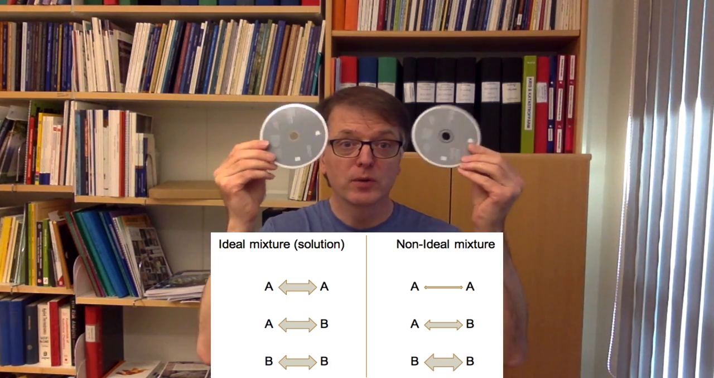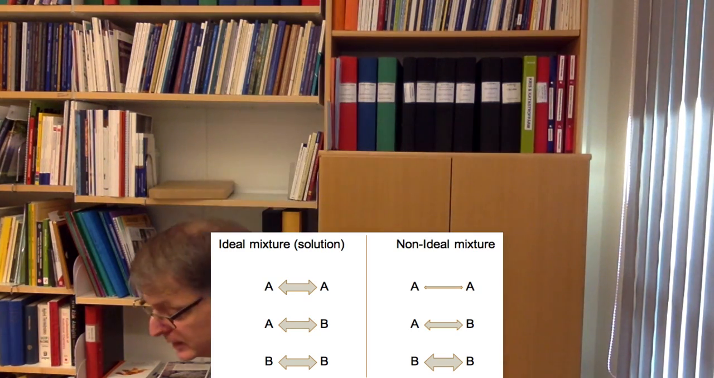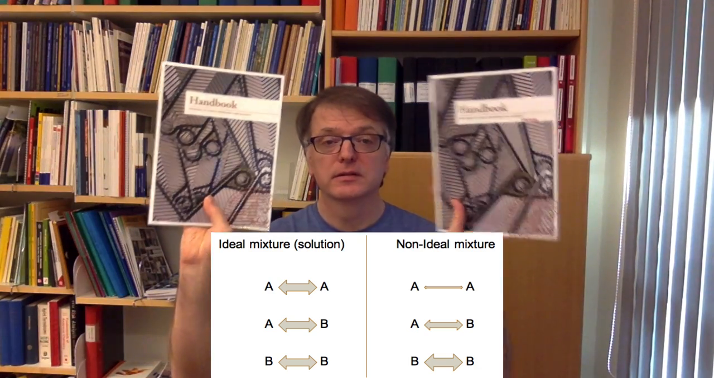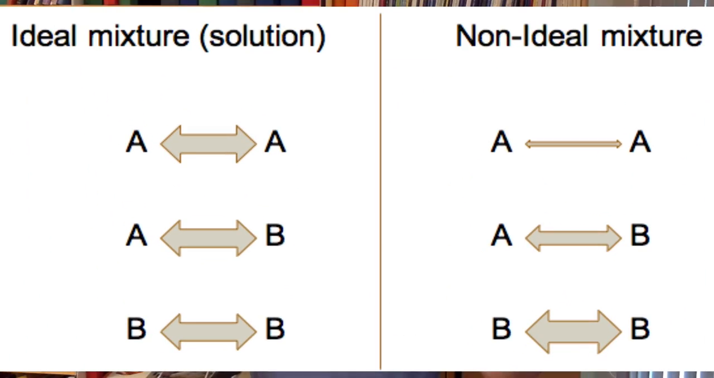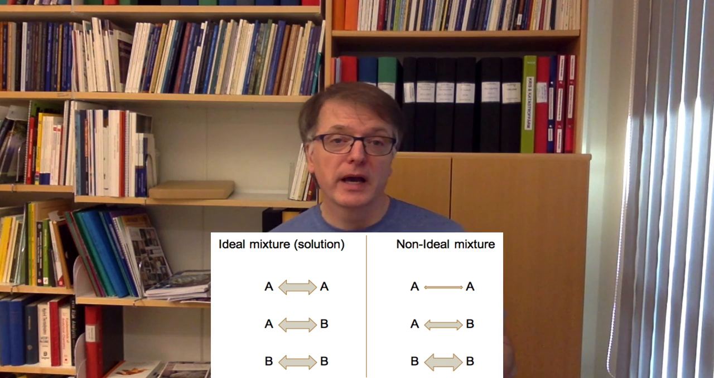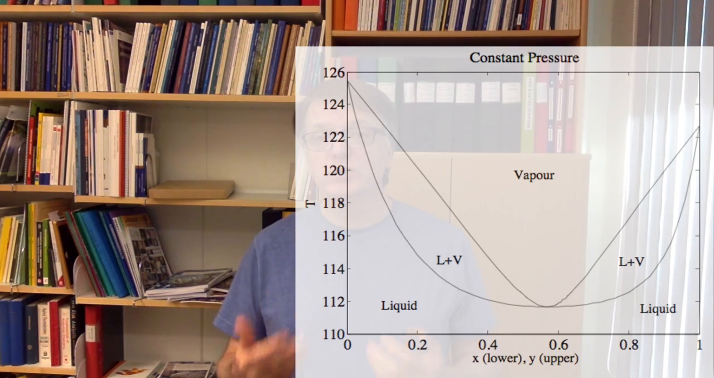But why are some mixtures not ideal, or rather most mixtures not ideal? Well, it depends on the force between the molecules. So if this is one molecule and this is another molecule, the forces between this molecule and that molecule might be different than between two molecules of this kind, or indeed two molecules of that kind. So it's only if the forces between the molecules are the same, no matter which molecule it is, that we get an ideal solution. If we have a large deviation from ideality, then we might get an azeotrope.